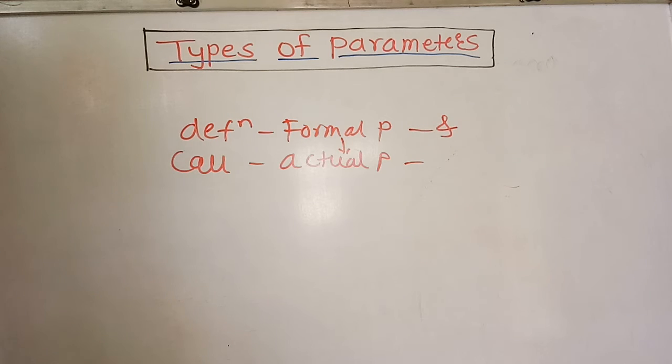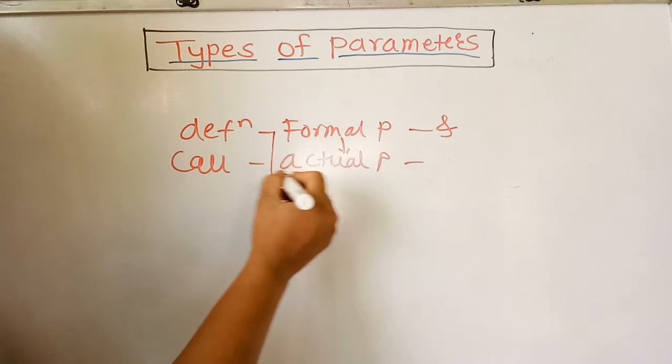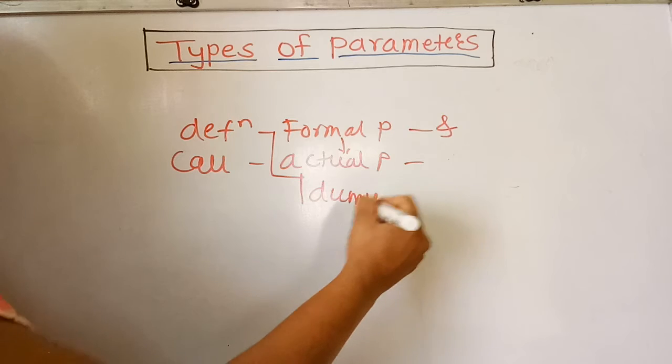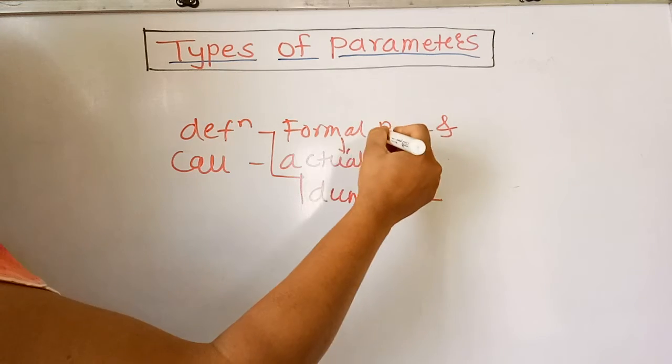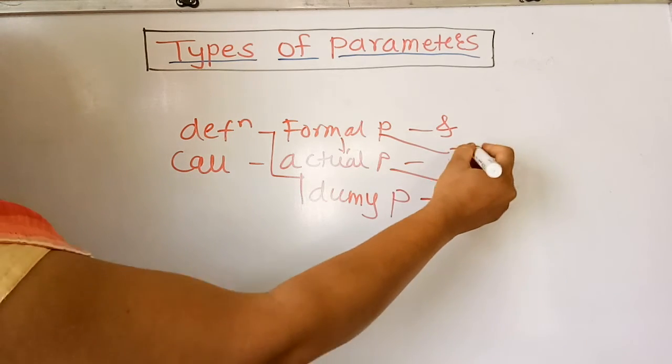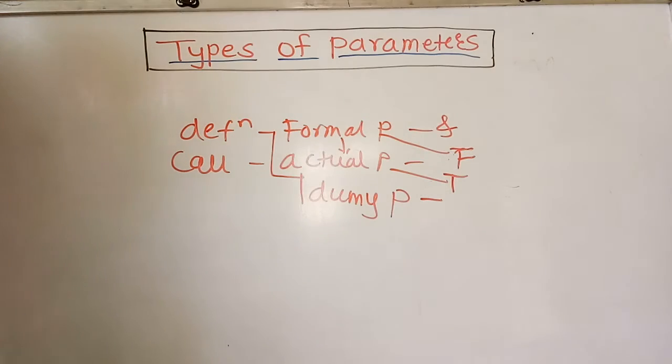Every macro should be defined before the main program. Before writing the main program, the macro should be defined. Parameters are nothing but the arguments, means there is a supplementary name. Formal parameters are also called as dummy parameters or the false parameters. And actual parameters are also called as dummy parameters, but they are true parameters. Means formal and actual both are dummy parameters. Okay, but formal is a false parameter, and actual is the true parameter.